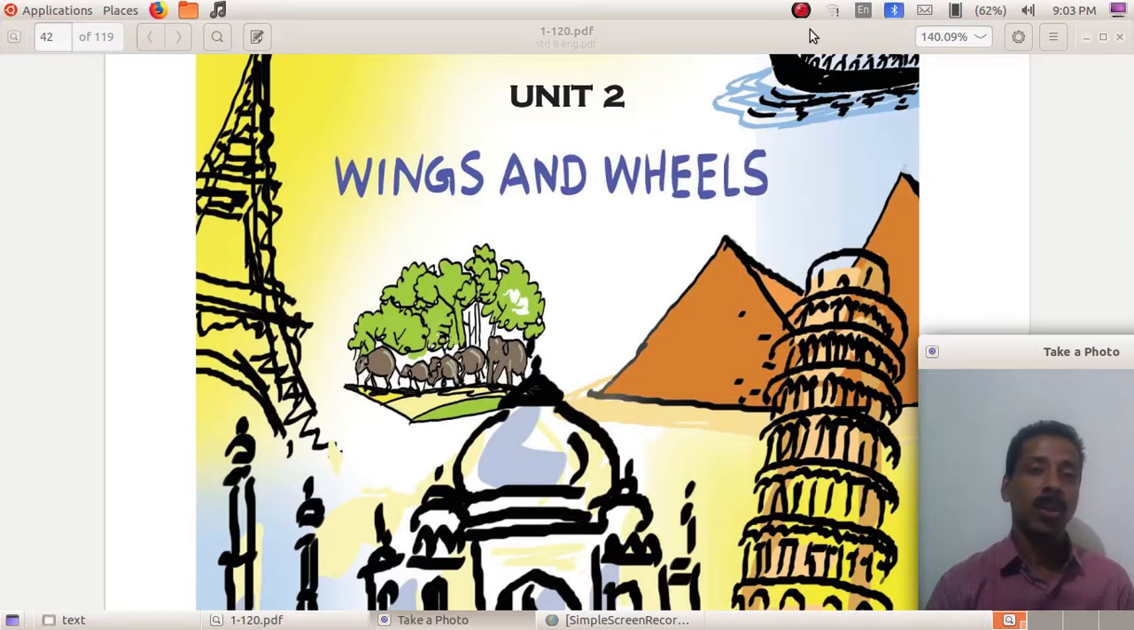So can you think of any similarity between these two words, wings and wheels? What are these words associated with? Any idea? I think you can have an idea if you just look at the picture given here. Some of the figures given there you can easily identify because they are very famous. What are they? Okay, Taj Mahal is there, Qutb Minar, pyramids, Eiffel Tower.